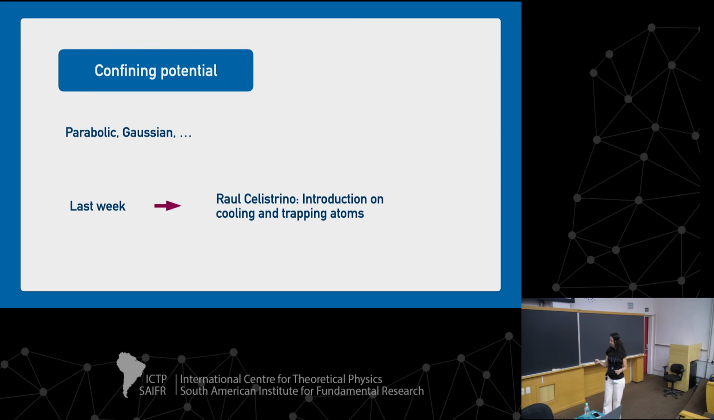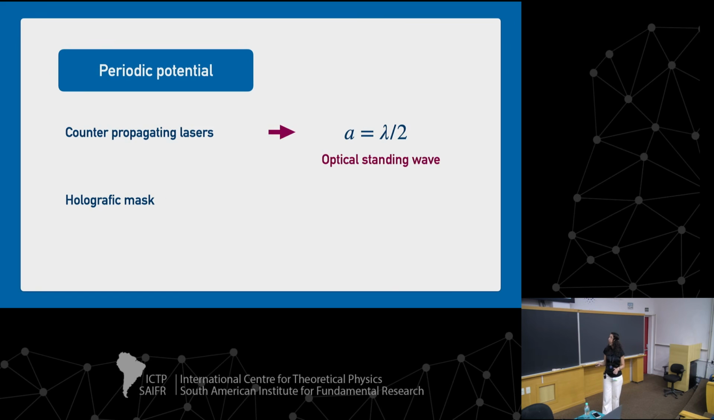So the confining potential can have different shapes. Parabolic was very usual in the early days, and then Gaussian and other shapes. Raul gave a set of classes, so I'm not talking about that. I am talking about the periodic potential. There are different ways of achieving it.